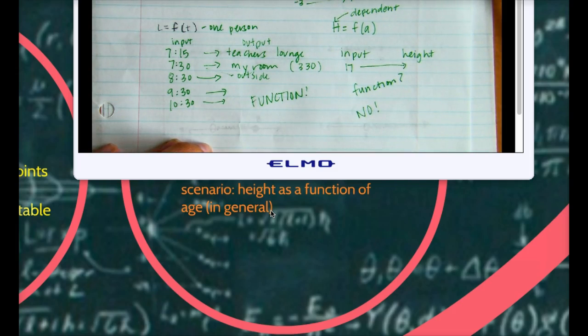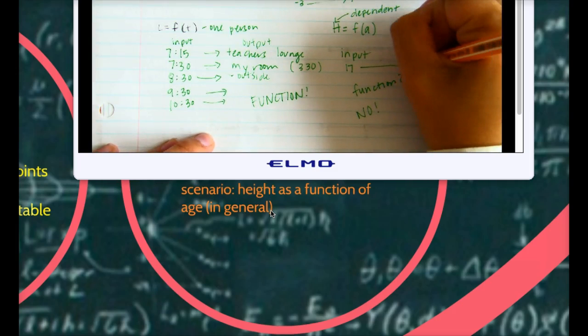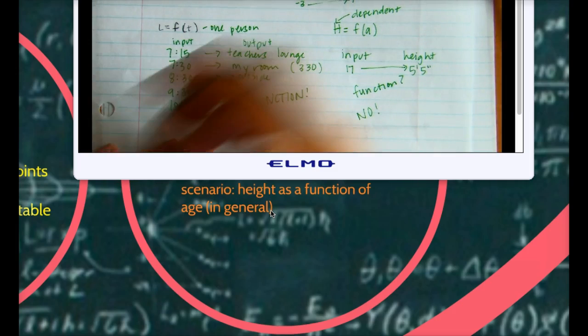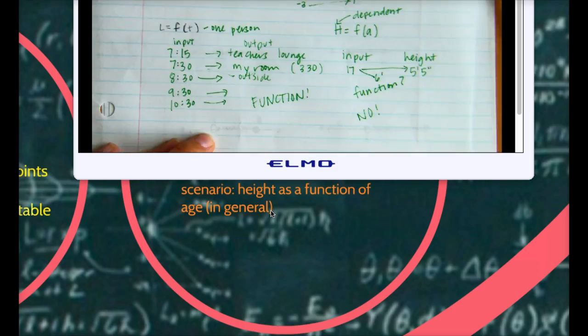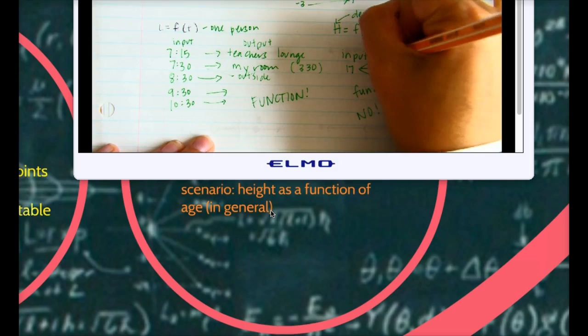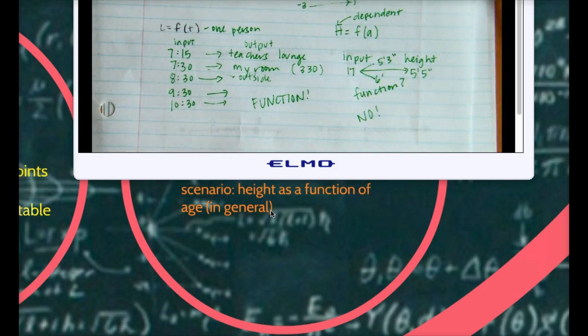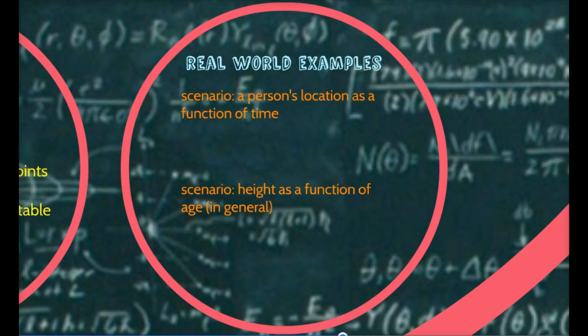This should not be a function, because maybe you are 5'5", but there are plenty of other 17-year-olds. Maybe there's a 6-foot tall 17-year-old. Maybe there's a 5'3" tall 17-year-old. You can have lots of different heights given different ages. So height is not a function of age in general. It might be if you're just looking at one person's height as a function of their age, but looking at multiple people's height, I can't tell how tall someone is based off of their age. Okay, let's keep moving on.